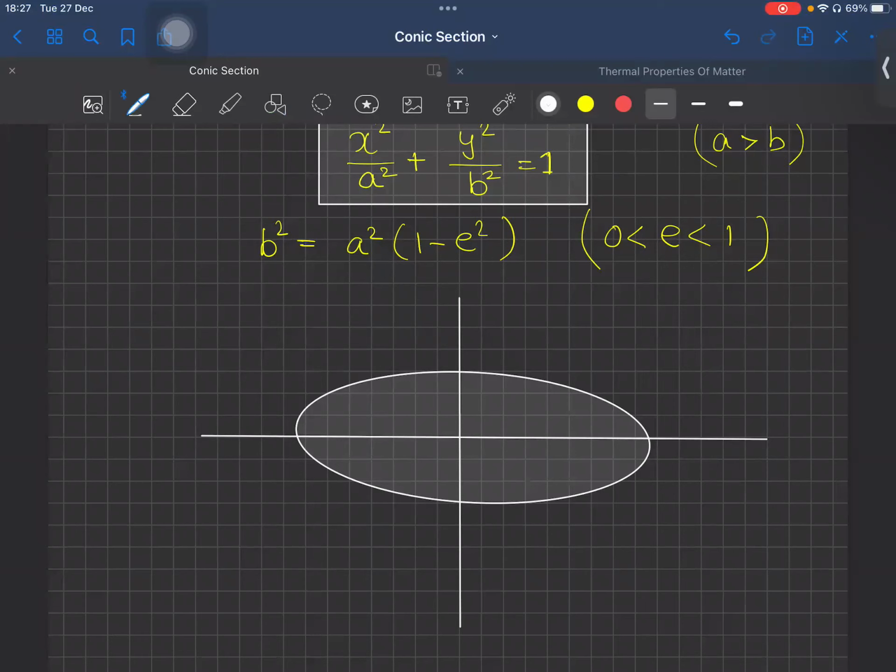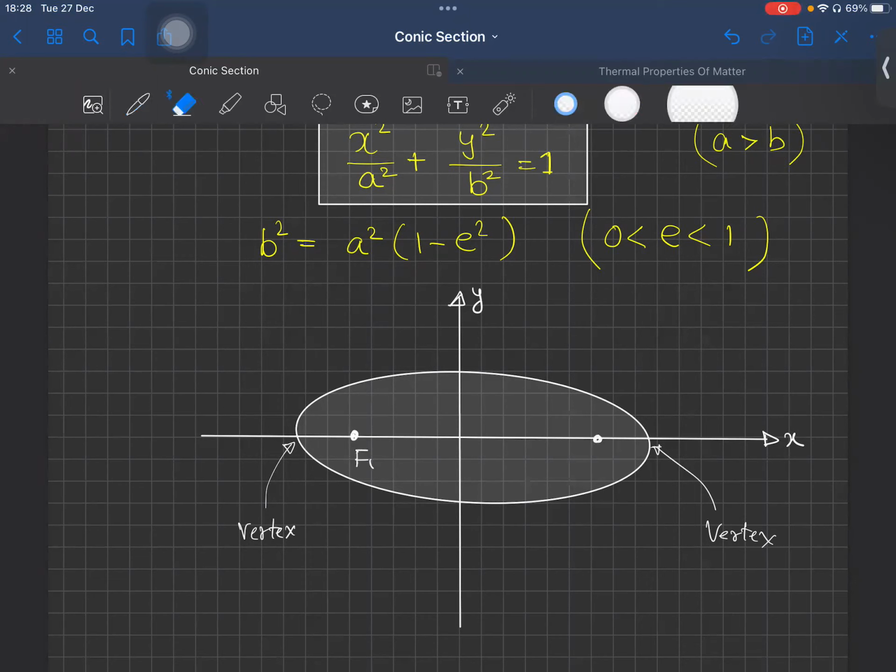Okay, so we are talking about this ellipse. This is y, this is x. Now these points are called vertices of the ellipse. All right. We'll have two foci. Let's say this is F1 and this is F2, or S1 and S2.